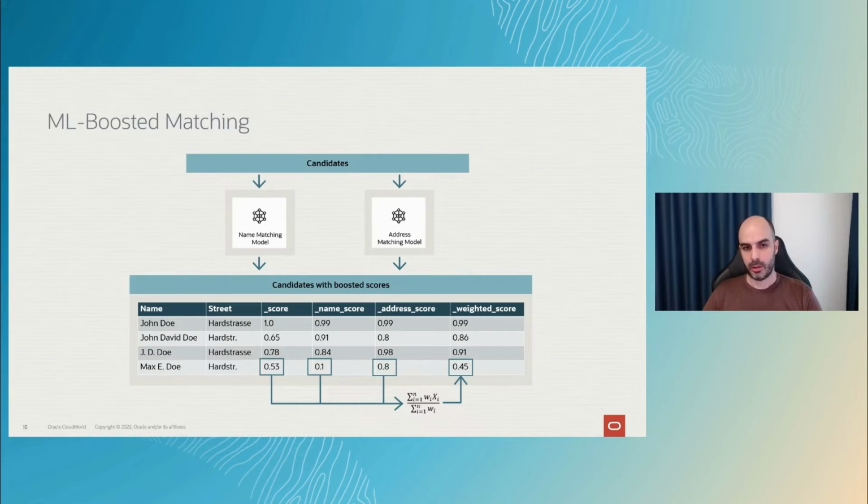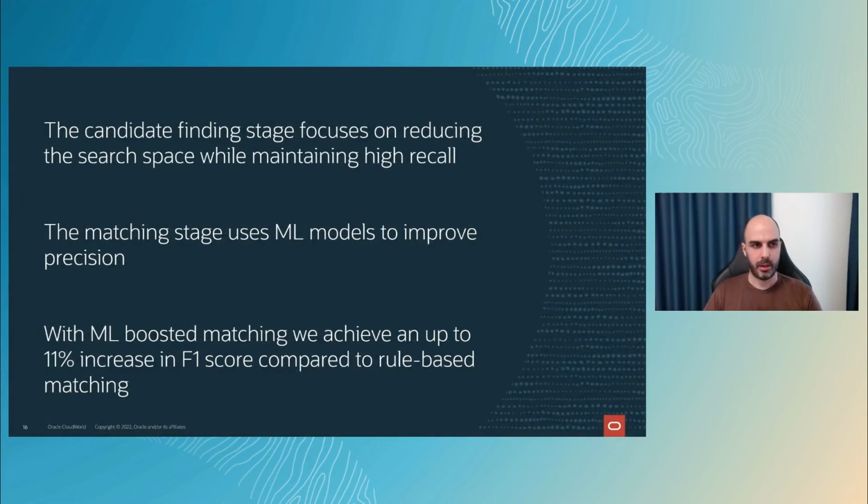Then what we can do here, and this is also configurable by the user, is a weighted average to get a weighted score that we can then use for the similarity edges. So in this case, we combine all the scores: the candidate finding score, the name matching score, and the address matching score, and we come up with a final similarity score that we can use in our global graph representation. So this already concludes the entity resolution pipeline.